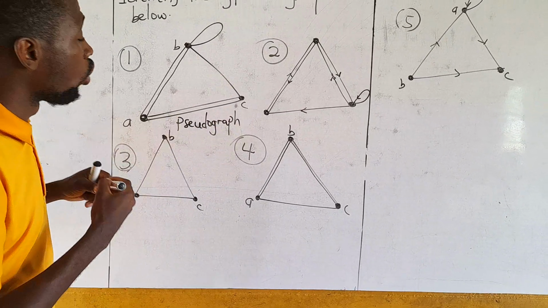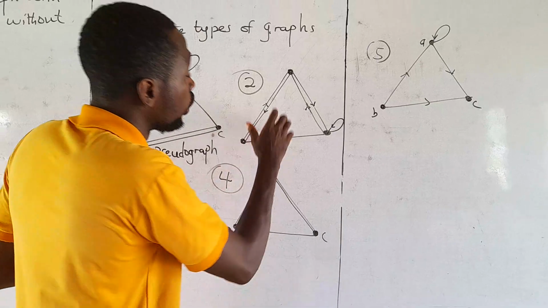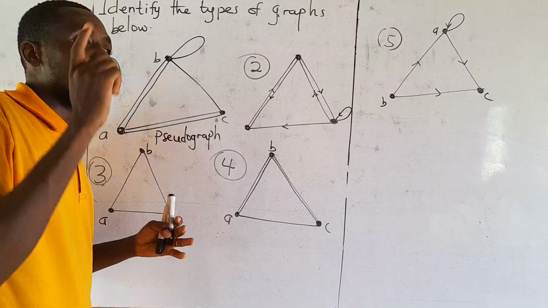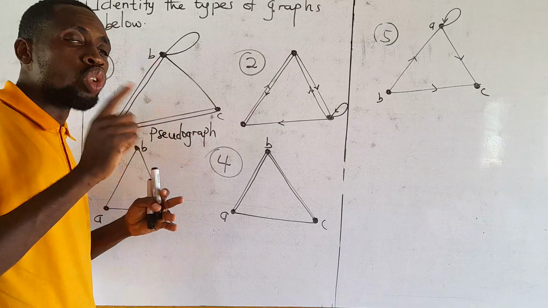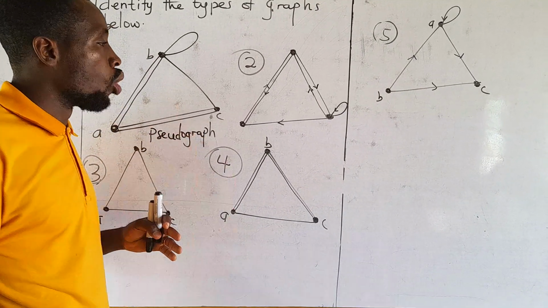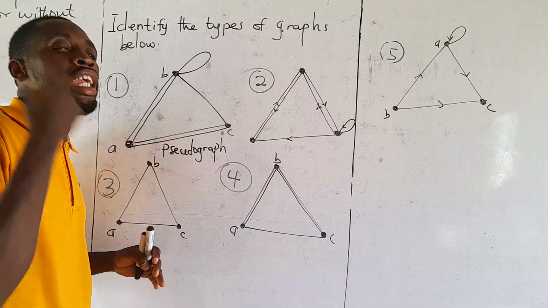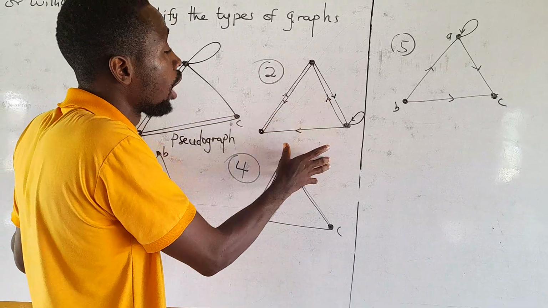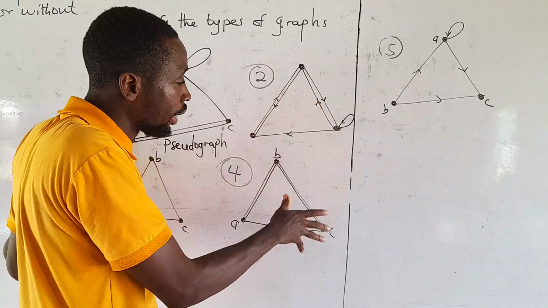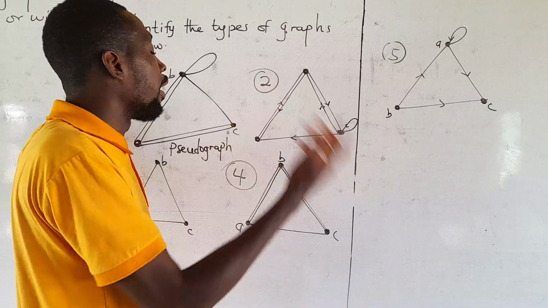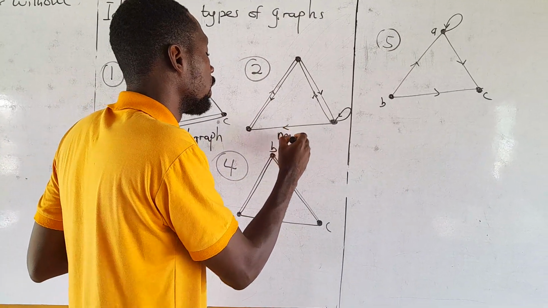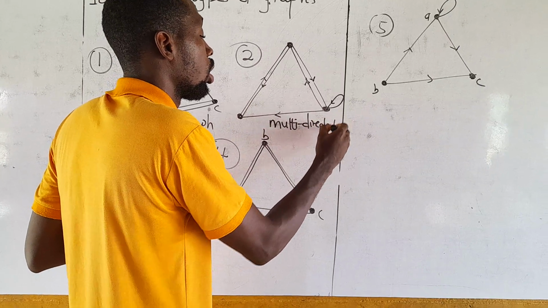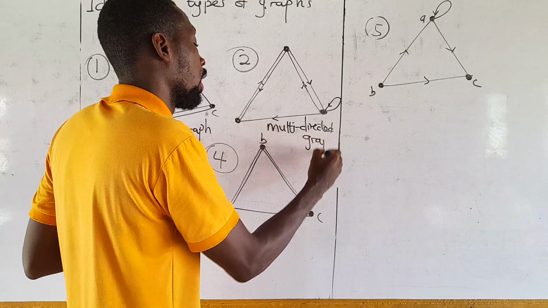Now let's look at the second one. You see the second one has directed edges. If it has directed edges, it's not a simple graph, not a pseudograph, neither is it a multi-graph. It is either a directed graph or a multi-directed graph. This graph has multiple edges and the edges are directed. Then it is a multi-directed graph. I hope you get that.